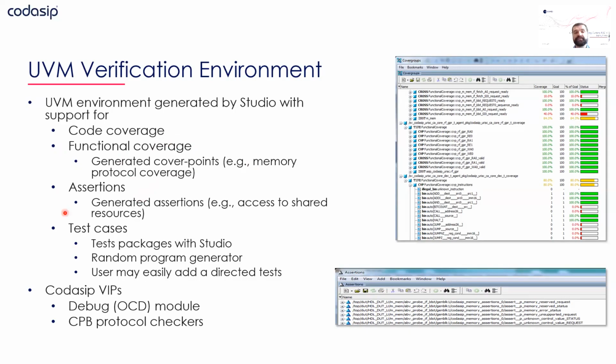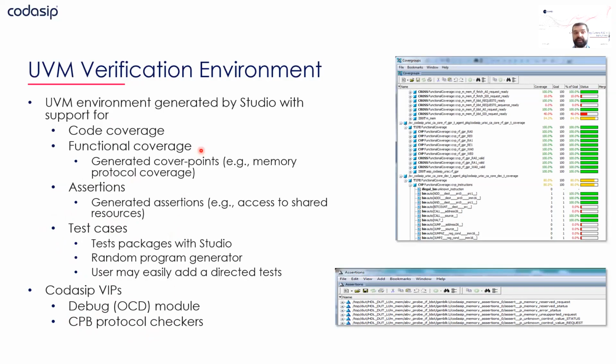In the case of assertions, it's a similar story. We have some pre-built assertions, like checking that the shared resources are treated properly, X propagation, and these kinds of things. That's part of this verification environment as well. And we have test cases, so I already covered this one. That's part of the UVM environment as well. And then on top of that, Codasip provides some VIPs for the debugging, including the RISC-V debug module and some checkers on the protocols that come with the studio as well.